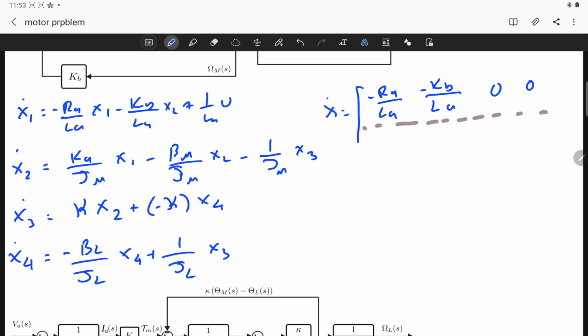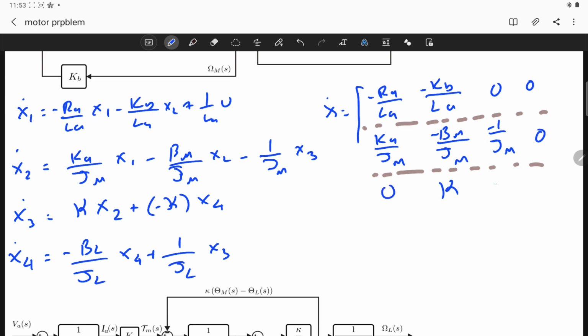So let's move on to the second row. x2 depends on Ka divided by Jm x1, minus beta m divided by Jm, and minus 1 over Jm, and this is equal to 0. That's great. So we finished the second row. Let's move on to the third row. Third row is easy.